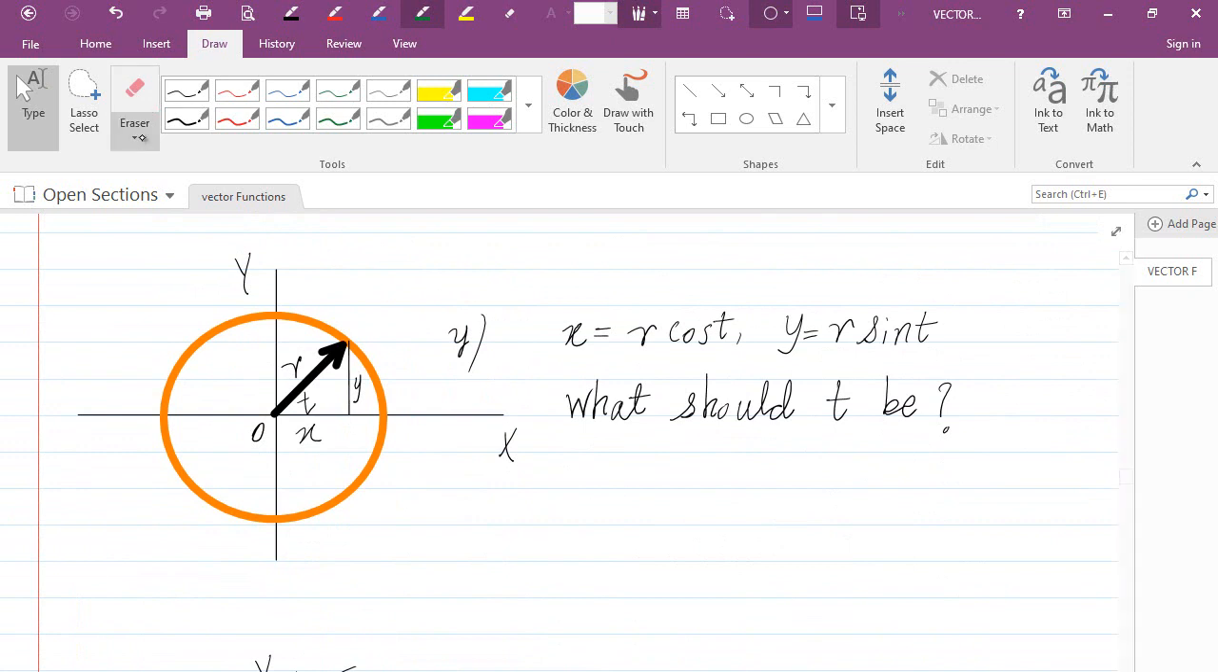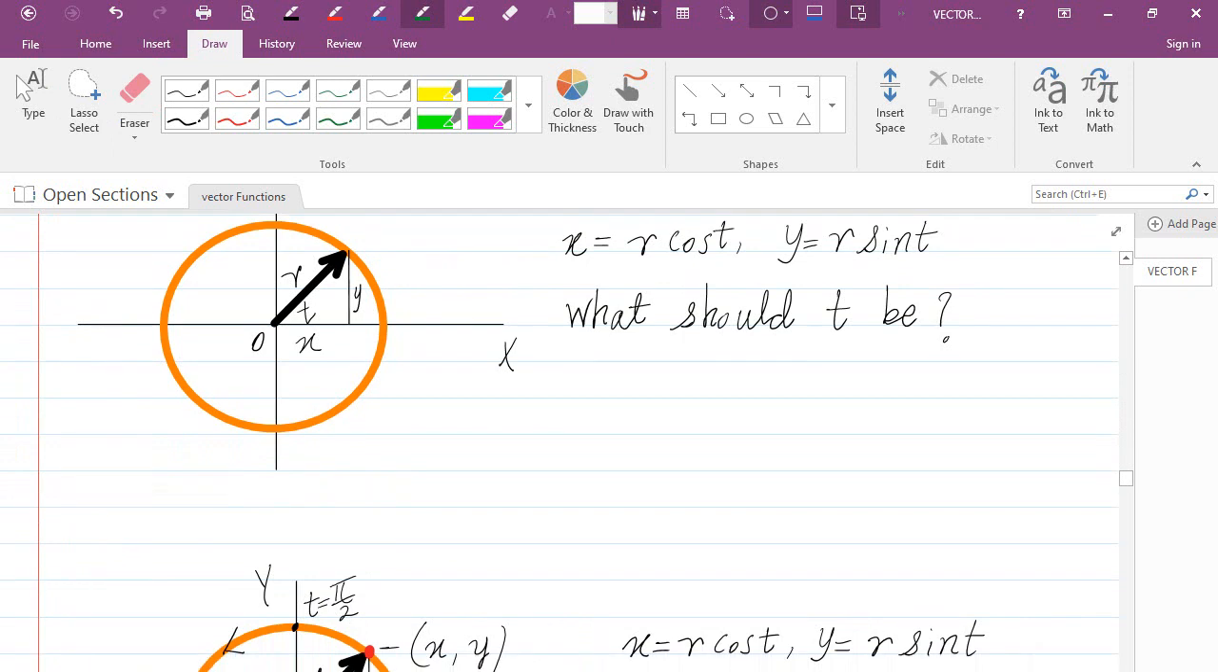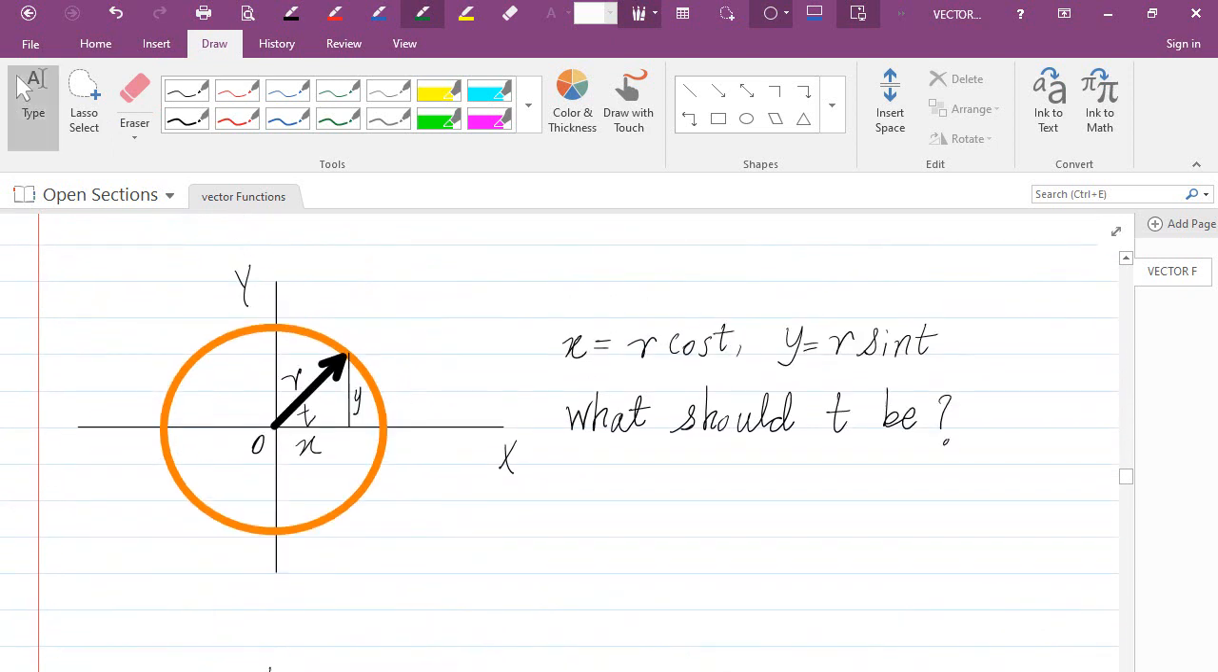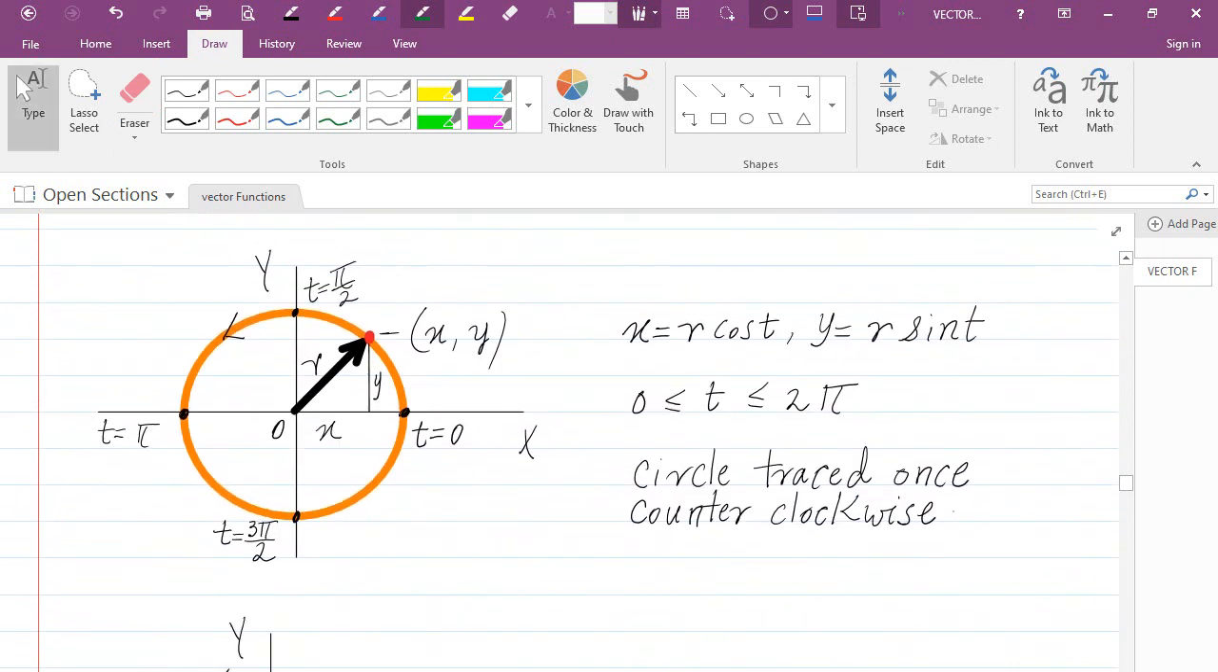Well, that depends on whether we want the entire circle or part of the circle. If we want the entire circle, and we want the entire circle traced exactly once, then we want t to be between 0 and 2 pi.